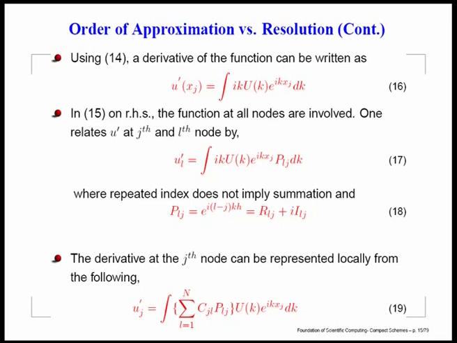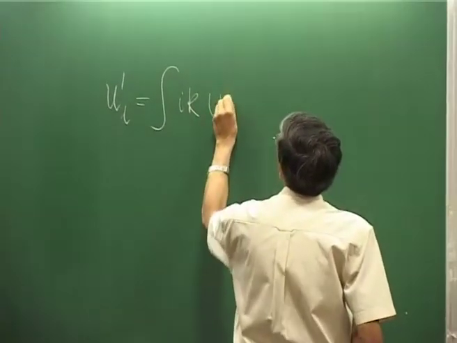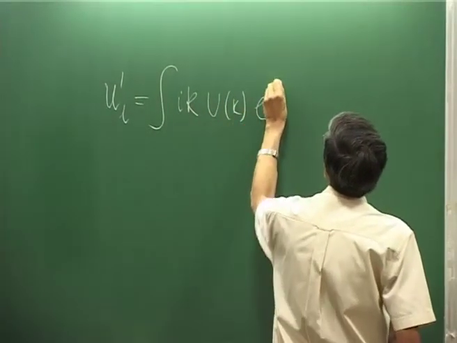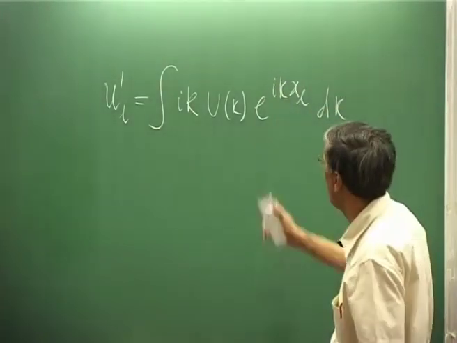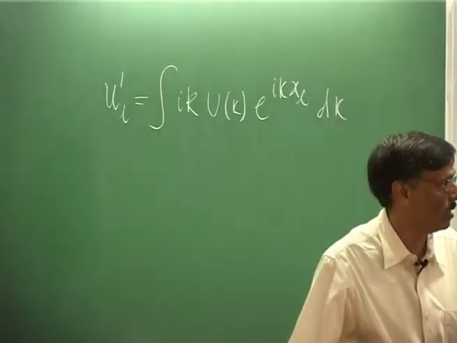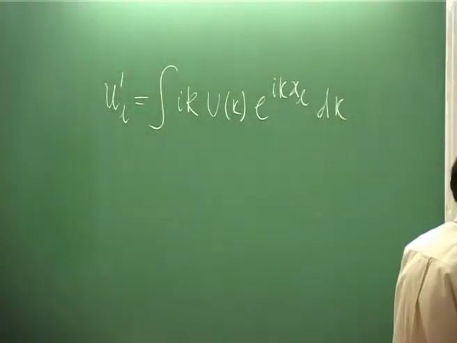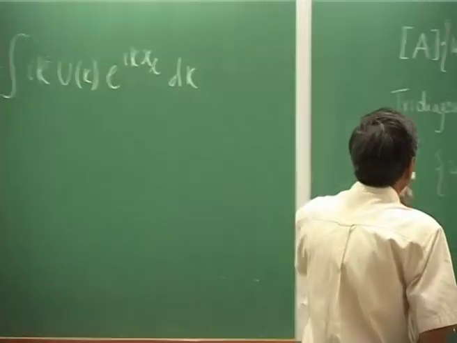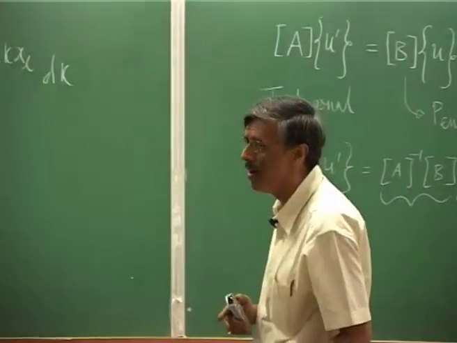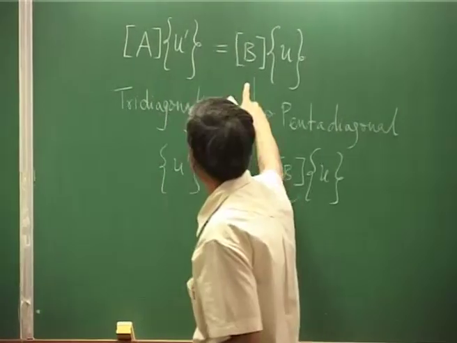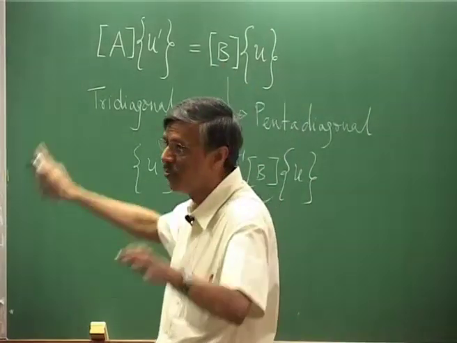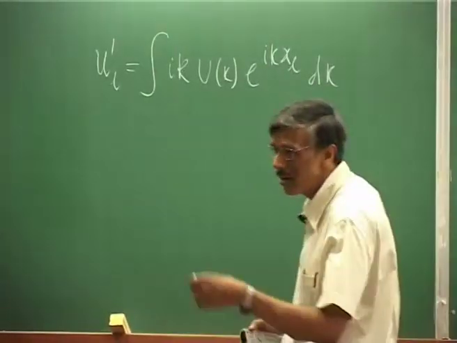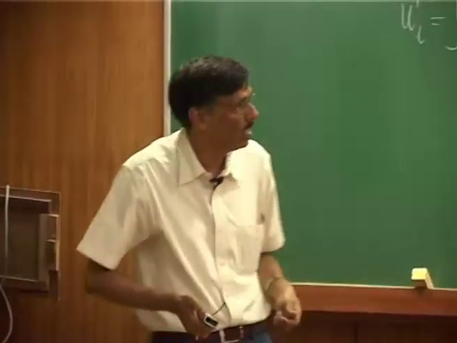So if I want to write this, what I should be writing here is i k u of k e to the power i k x_l dk. Right? This is the spectral representation of this. However, what we are doing here, we are writing it like this. So what we are doing, in a sense, a priori we do not know how many of those functions are involved. So we would assume that B is full. So that means we are taking the contribution from each and every node.